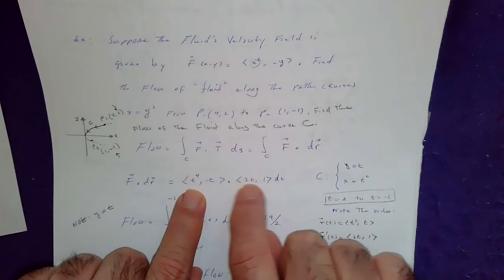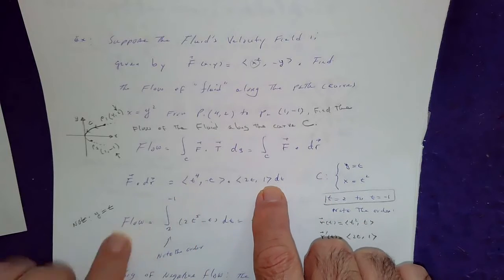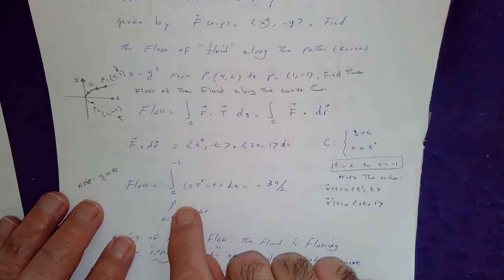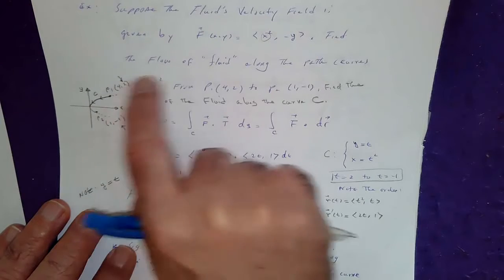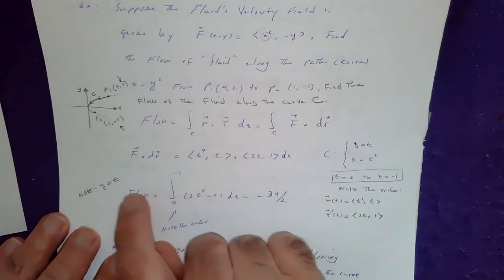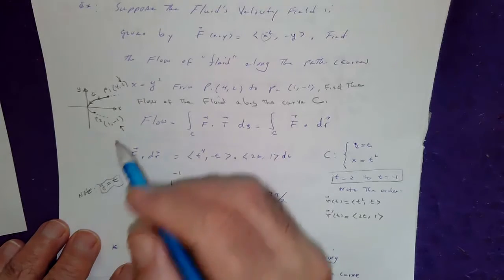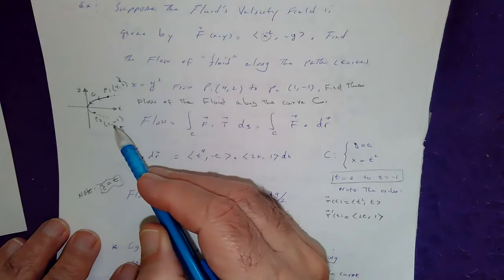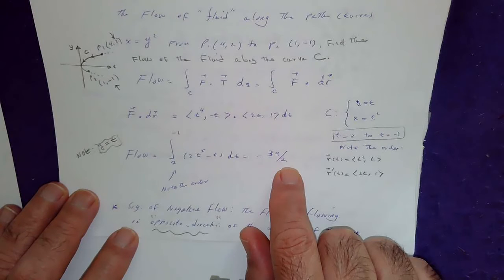Now I have to take the dot product, F dot dr. And notice t goes from 2 to -1, not the other way around. Be careful, because y was exactly the same as t, so I have to follow the order of the values of y. When I do, I get -39 over 2.